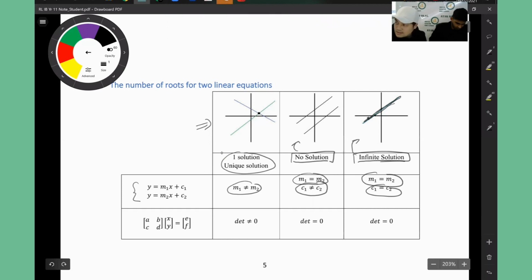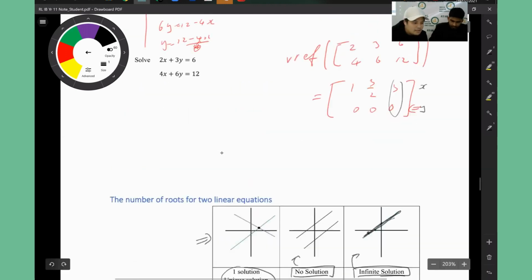Does it make sense to you? This is the theory part. You should understand this already. Then from a matrix point of view, if I convert this into a matrix, this is talking about the determinant. If the determinant is not equal to 0, it has a unique solution. If the determinant is equal to 0, it is one of the other two cases.